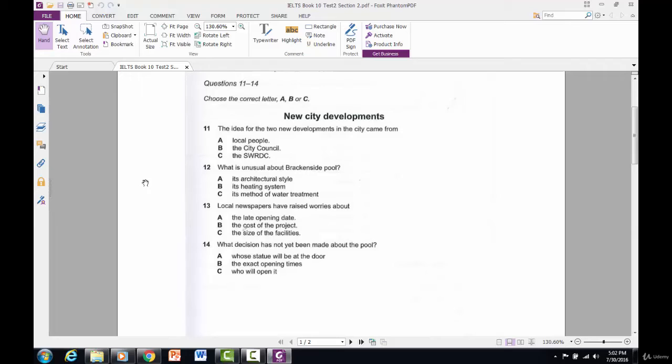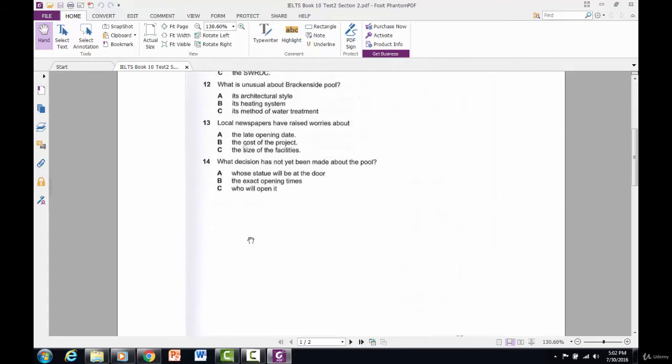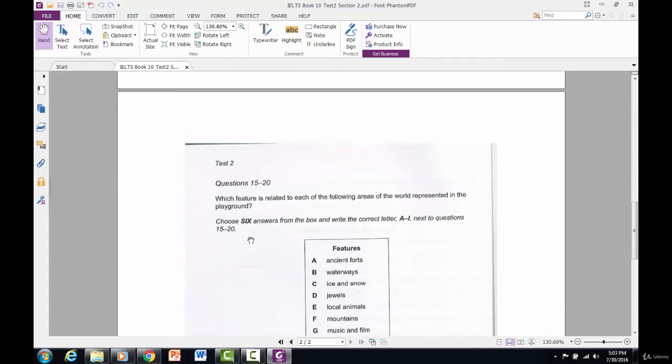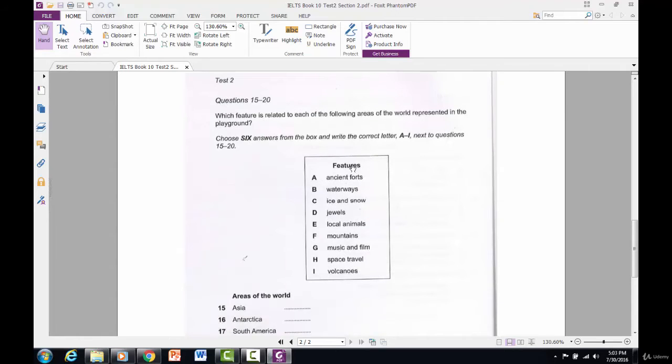Okay, so during this time for 11 through 14, we will be going through each question 11 through 14 very quickly and circling the keywords in the questions, because listening out for those keywords will help us know when the answer is being said. And then when I get to a question down here like this, I'm going to be looking at these words in the box.